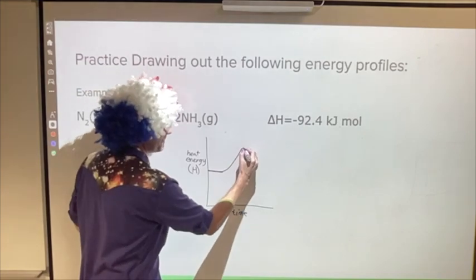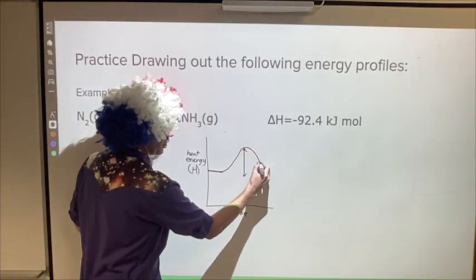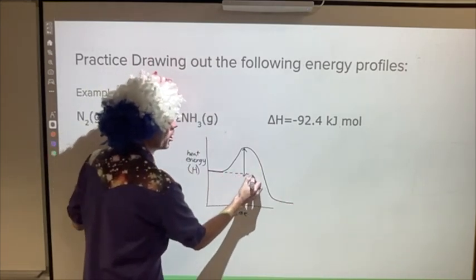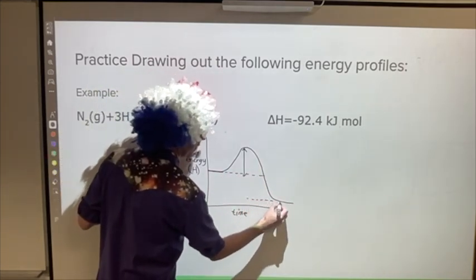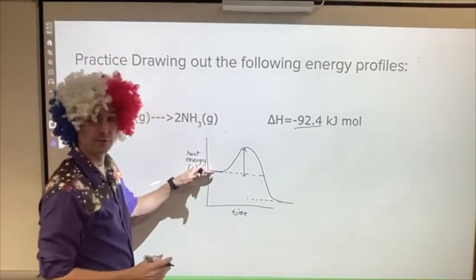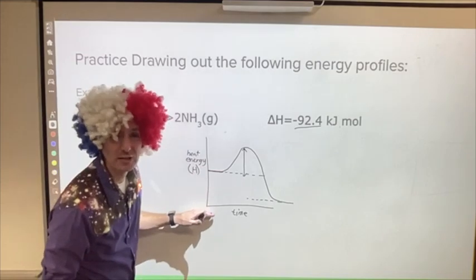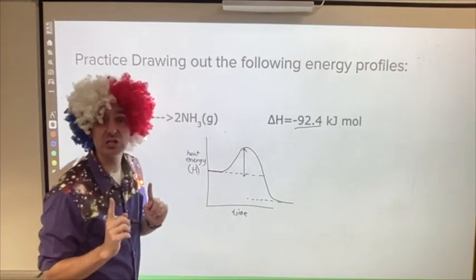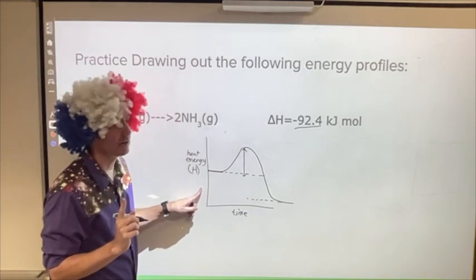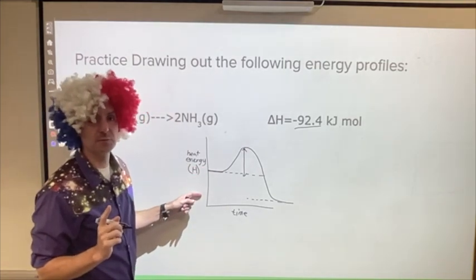And then we get up there, and then they're going to reform, and I know it's going to go below where I started from because the enthalpy is negative. So my enthalpy went from here down to here. So the change in enthalpy is negative. I still have heat energy, so my enthalpy is not negative, but it is lower than it was before.